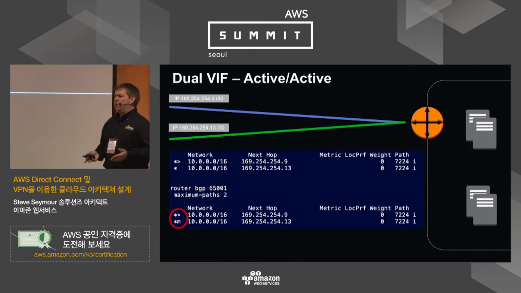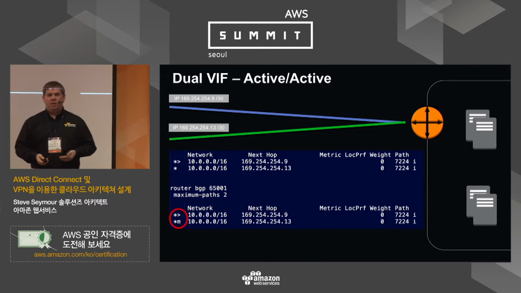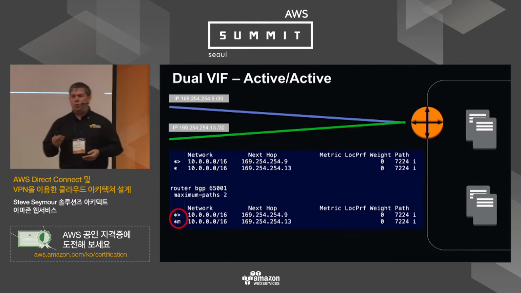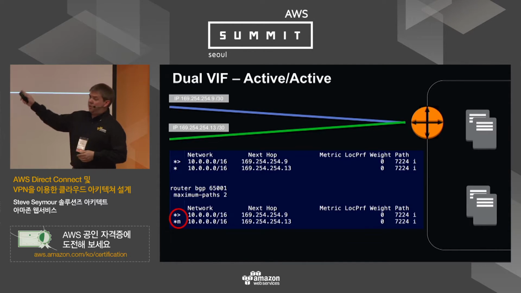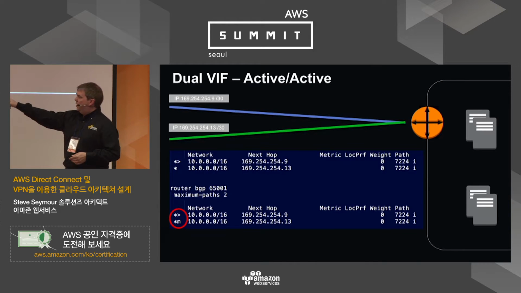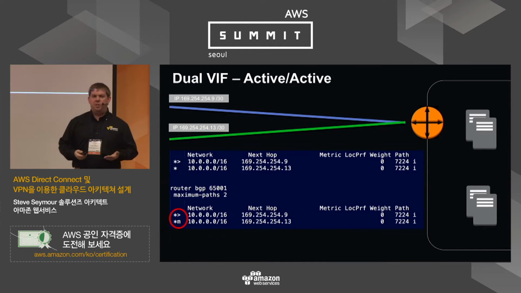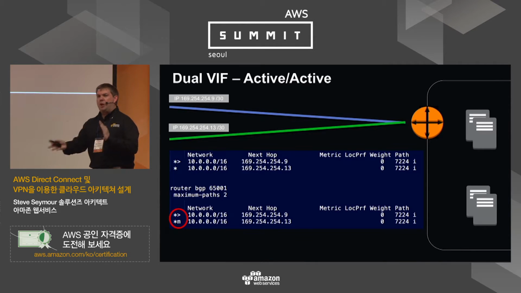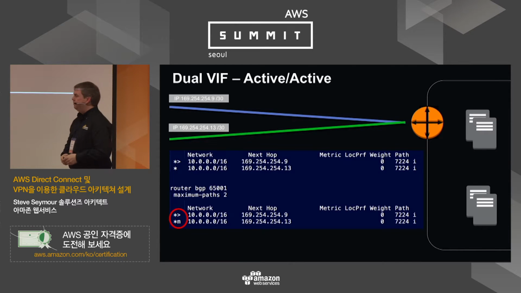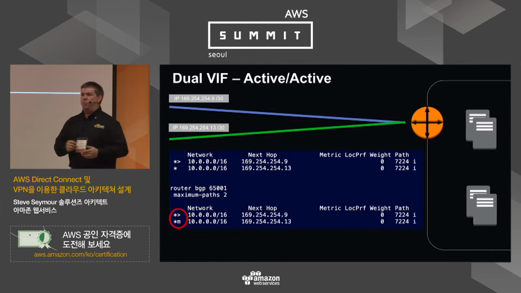If you have 2 connections, though, it would be much better if we could use both of them and run active-active. So with a simple configuration change on your customer router, this is a Cisco example, maximum paths 2. Now we have the letter M has appeared at the bottom. This says we're now doing multipath. We are sharing the traffic across 2 connections. Very easy to configure. That's how you do it on the customer end of the connection.